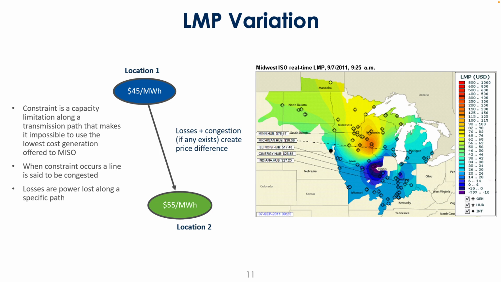Okay, so maybe a little bit more concrete of example. You can actually have a lot of variation in your LMPs, and a lot of that is going to have to do with the conditions of your transmission system. So it could be $45 per megawatt hour in one location, but $55 per megawatt hour in another location, even if the marginal generator is the same, right? And that's because the losses and congestion create a price difference.